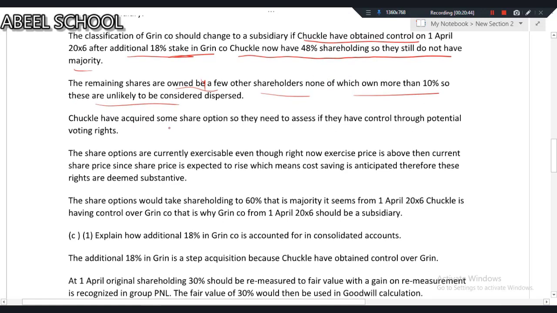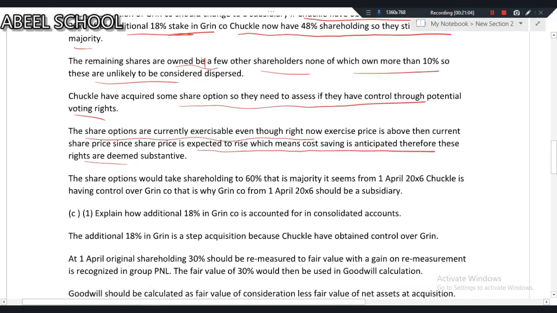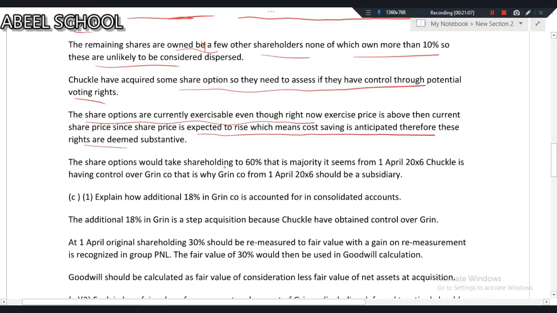Chuckle Company have acquired some share options, so they need to assess if they have control through potential voting rights. The share options are currently exercisable even though the exercise price is above the current share price. Share price is expected to rise, which means cost saving is anticipated. Therefore, these rights are deemed substantive. The share option would take shareholding to 60%, that is the majority. It seems at 1st April X6, Chuckle Company have control over Green Company. So it should be a subsidiary.